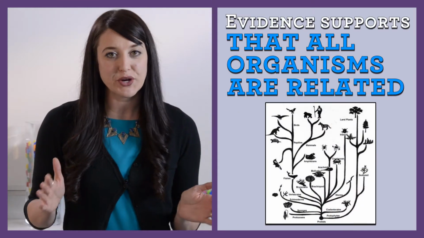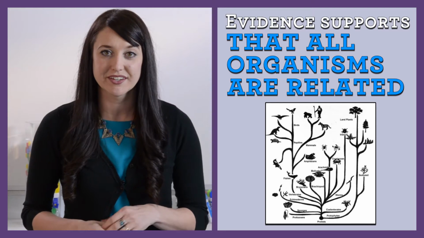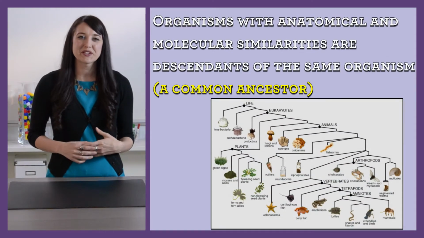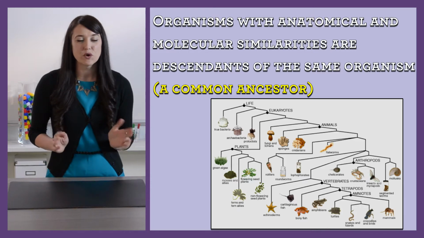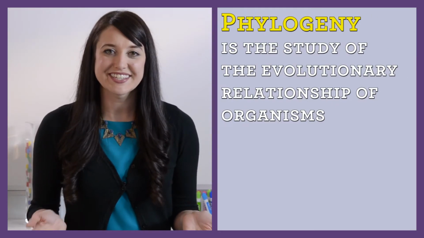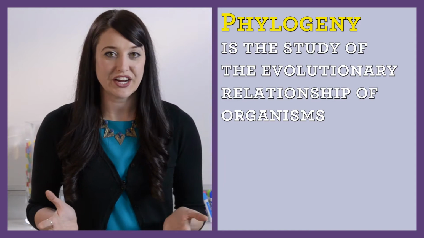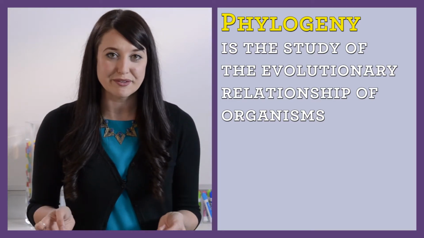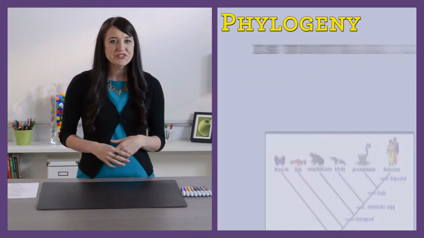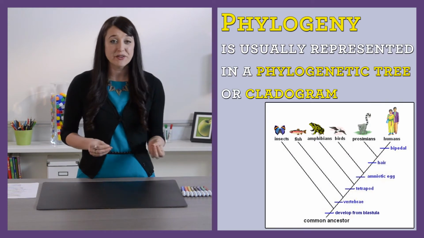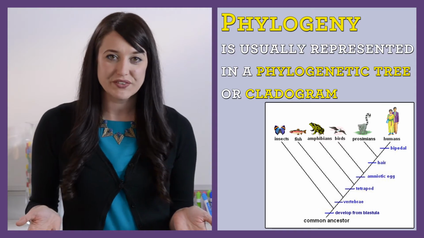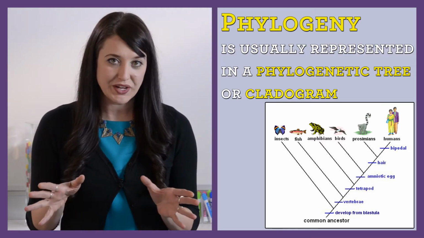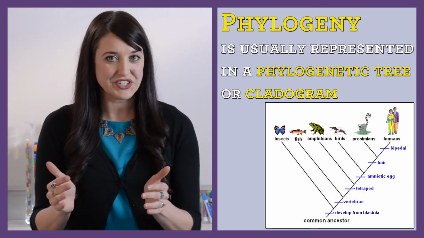Evidence supports that all organisms are related and can be traced back to a common ancestor. Organisms with similar molecular and anatomical structures are descendants of one organism. Phylogeny is the study of these evolutionary relationships between organisms. Phylogeny is usually represented in a phylogenetic tree or a cladogram. The organisms that are more closely related have fewer branches between them and are closer to each other on the cladogram or phylogenetic tree.